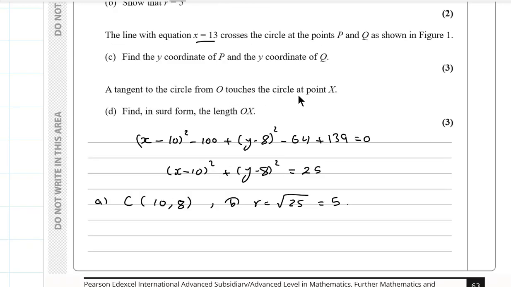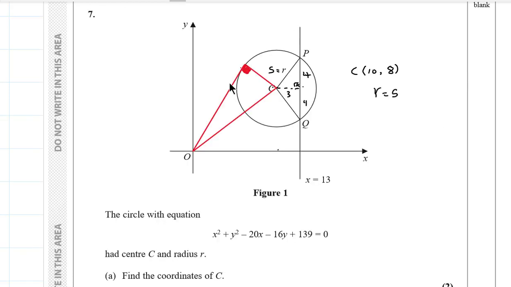A tangent to the circle from O touches the circle at point X. Find, in surd form, the length OX. It's a very interesting question with 3 marks only, okay?